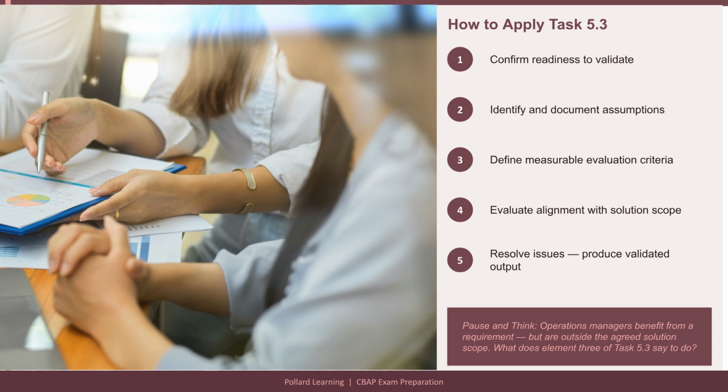Step 4. Evaluate alignment with solution scope. For each requirement in the set, confirm 3 things: that it aligns with the business objectives justifying the initiative, that it delivers benefit to a stakeholder within the agreed scope, and that it sits within the solution scope boundaries. A requirement that cannot be traced to a business objective is a candidate for elimination. A requirement that benefits a stakeholder outside the agreed scope is removed from the current solution. It may be documented as a future enhancement, but it does not belong in this solution. If a design cannot be validated to support a requirement, either something is missing from the requirement, or the design must change.